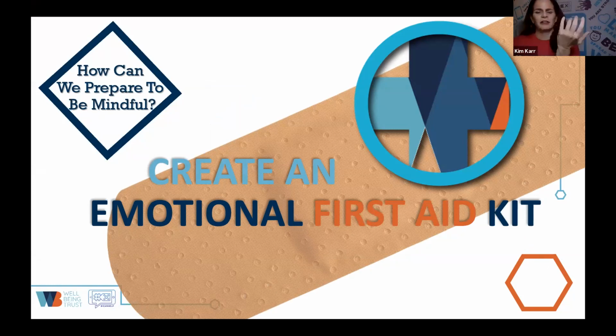Just like if you accidentally cut yourself and you're bleeding, you know to go to your first aid kit to get a Band-Aid. Same thing, what do you do if you're emotionally hurting? You need to make an emotional first aid kit. So that's what we're going to do. We're going to build your emotional first aid kit.